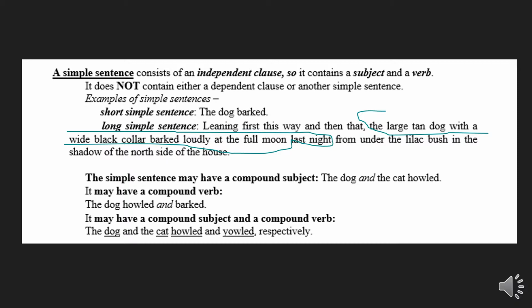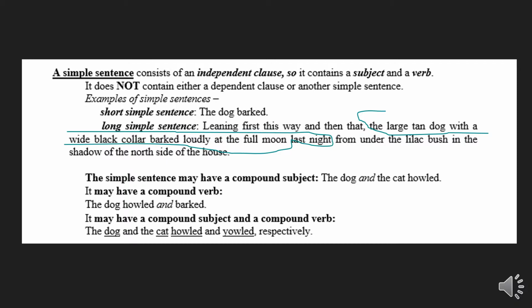So we have a short type, and it's here. It's the dog barked. This is one example. The dog being your subject, the word barked being your verb. It's what the dog did. It's the action.